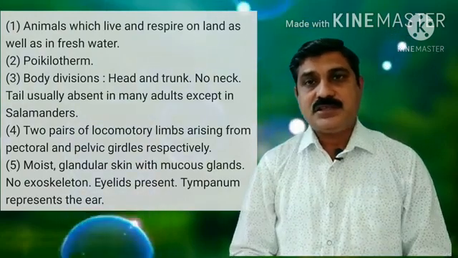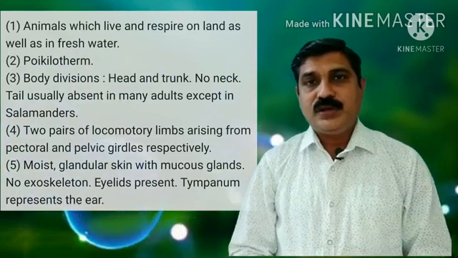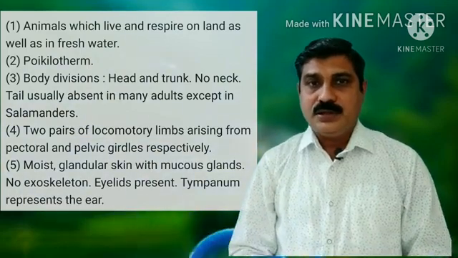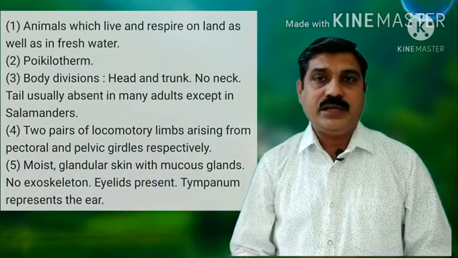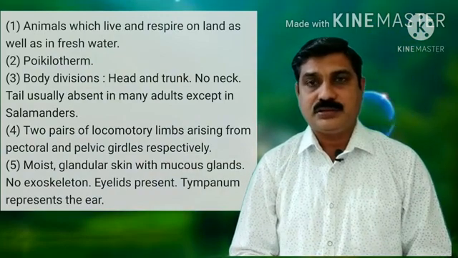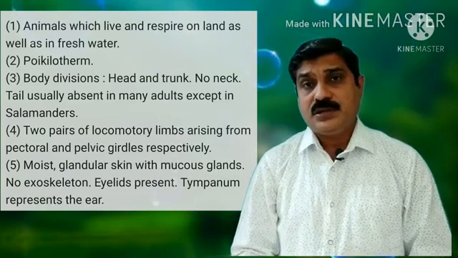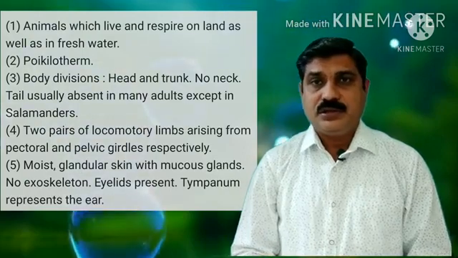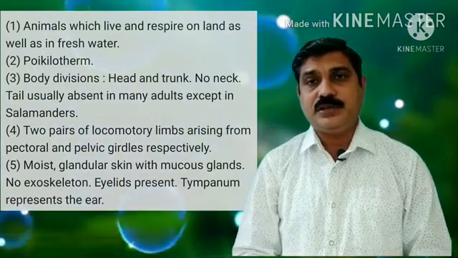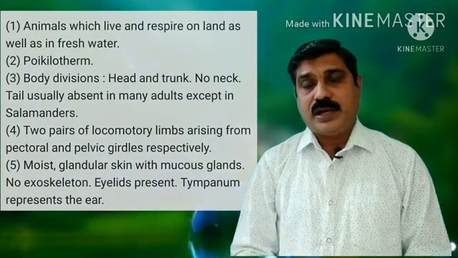Then the next characteristic feature is about locomotion. Two pairs of locomotory limbs are present. Forelimbs arise from the pectoral girdle and hind limbs arise from the pelvic girdle. Forelimbs consist of four digits. On the contrary, hind limbs consist of five digits, but the hind limb digits have webs. So webbed hind limbs are present here.